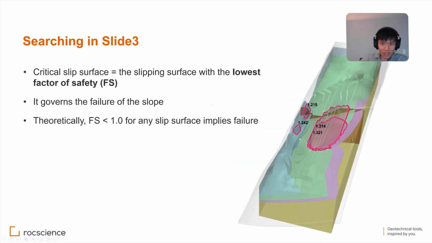So just a bit of background for everyone to keep us all up to speed. A critical slip surface is essentially the slip surface which has the lowest factor of safety, and this is the surface that will govern failure if it does occur in the slope. And theoretically, if the factor of safety is less than 1, then this implies that failure is imminent.